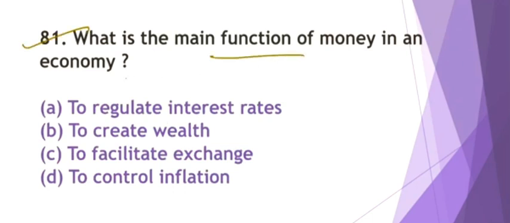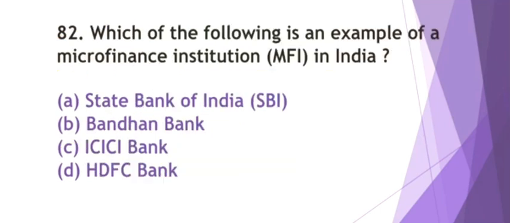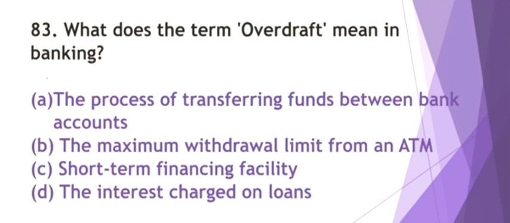81. What is the main function of money in an economy? Option number C, to facilitate exchange. 82. Which of the following is an example of a microfinance institution in India? Option number C, ICICI Bank. 83. What does the term overdraft mean in banking? Option number C, short-term financing facility.